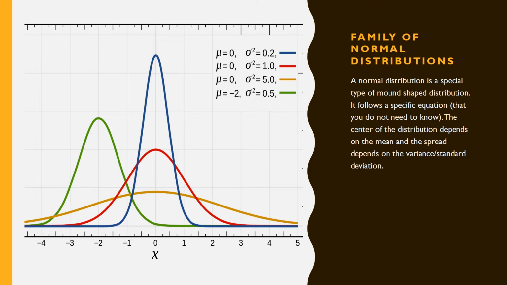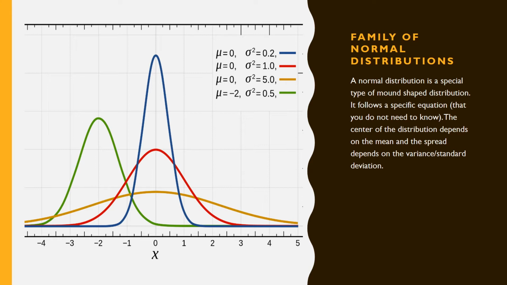The center of the normal distribution depends on the mean, and the spread depends on the variance or the standard deviation. So here we have different normal distributions, and let's start with the blue one. The blue one has a mean of 0, so its center is at 0, and its variance is 0.2. So it's the least spread out of all of these distributions because its variance is the least. Then let's go to the red one. The red distribution is a normal distribution with a mean of 0, so it has the same center as the blue distribution, but it has a greater variance, so it's more spread out than the blue one.